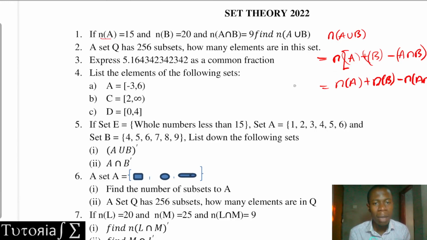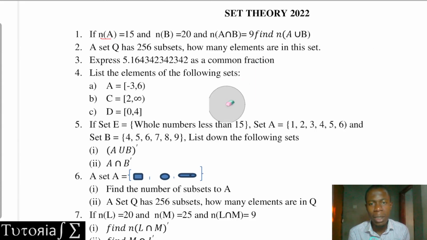So this basically comes from set theory. For instance, if you have a set A and a set B, when you count the elements of A, you are counting the elements of the intersection plus the elements of B, meaning that you've counted the intersection 2 times. So you subtract the intersection there.